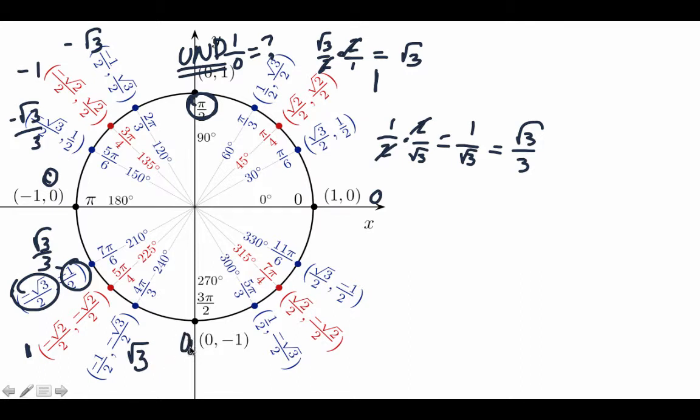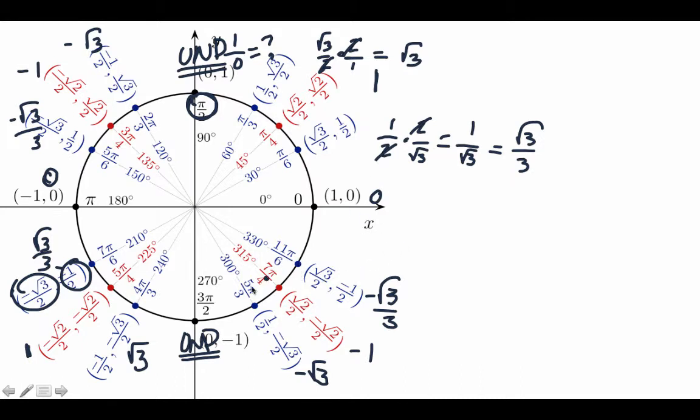And then down here, you're undefined again. Down here, you get negative root 3, negative 1, negative root 3 over 3. And then we're back to 0.